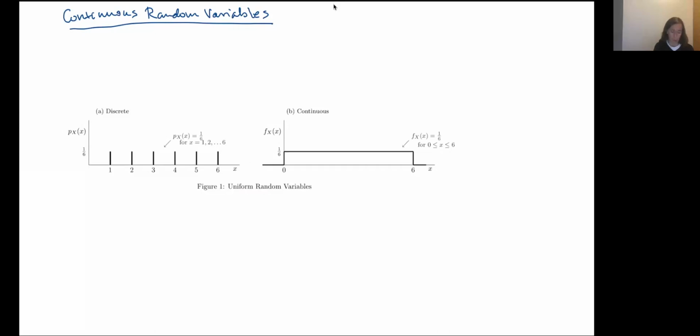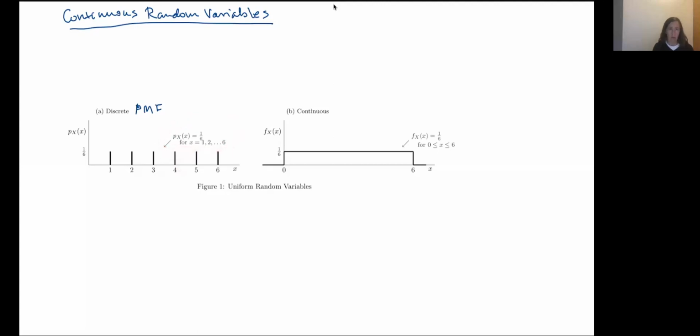For the discrete random variable, what I've got in mind here is rolling a die, right? So a die can be 1, 2, 3, 4, 5, or 6. Those are the possible outcomes. And each of those happens with probability 1/6. So what I've done here is I've graphed the PMF. This is the discrete PMF, and it's 1/6 for x equals 1, x equals 2, all the way up to x equals 6, and it's 0 everywhere else. And that's what we've even got written right here.